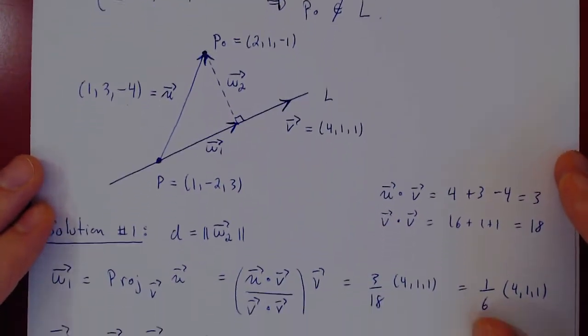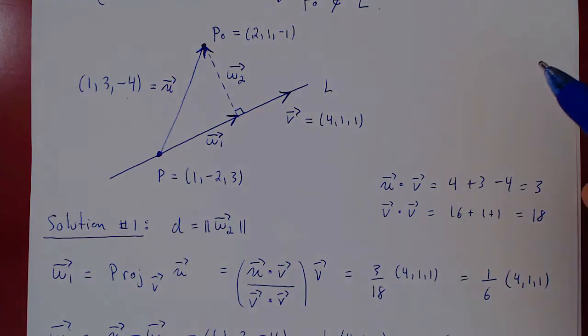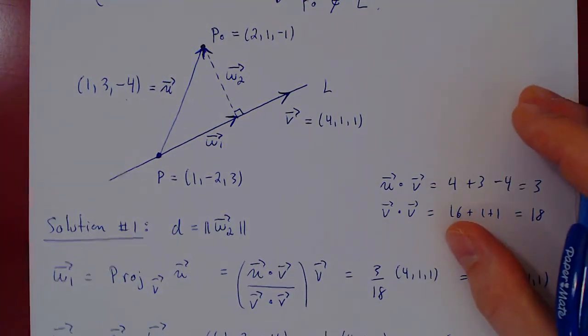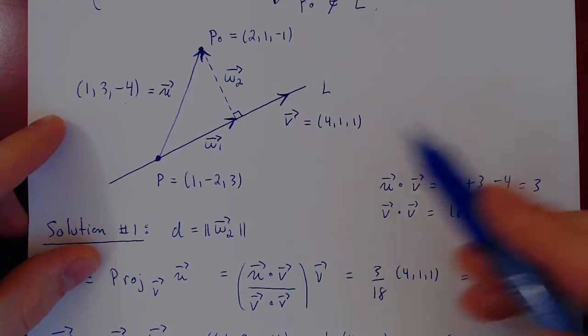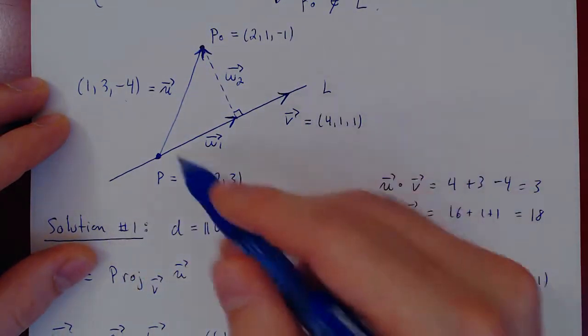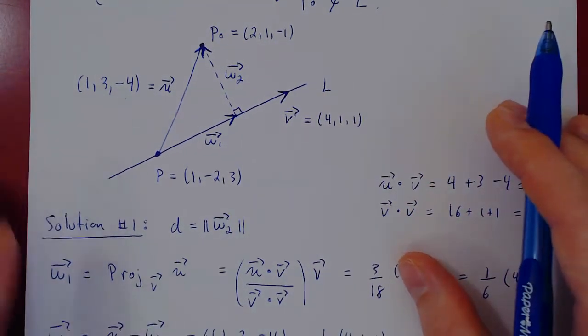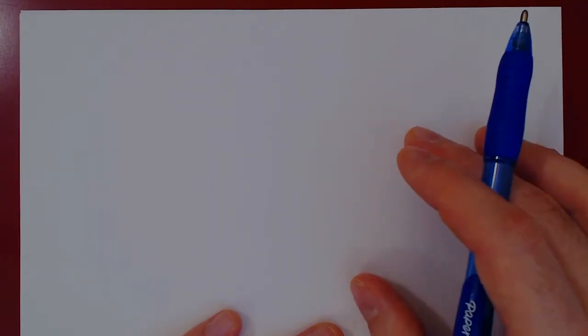I want to show you now a second solution using, instead of orthogonal projections, using the cross product. So look at this now, and I'll reproduce the picture, and then we'll start not from scratch, but almost from scratch. This is solution 2 using the cross product. And of course, you can use either solution, whichever you prefer.